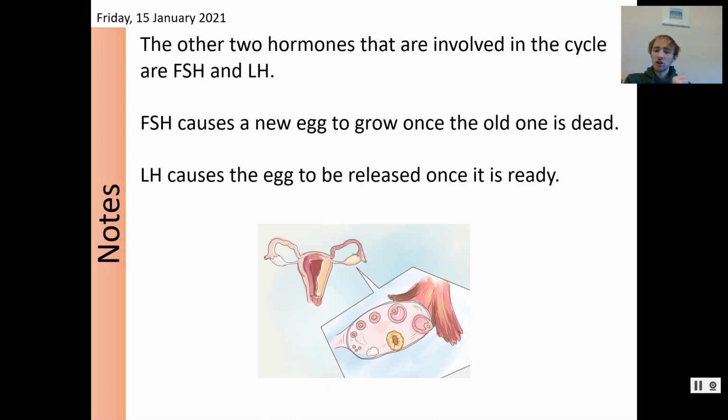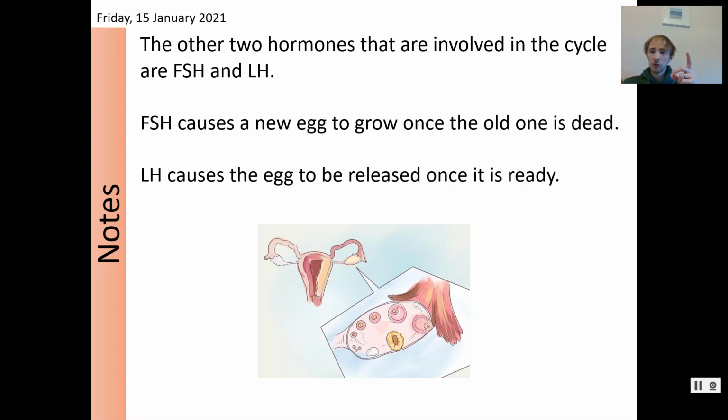So FSH causes the new egg to grow, but only if old ones are dead, because estrogen can stop it. And LH, luteinizing hormone, causes the egg to be released once it's ready. So once the egg gets to that size, about day 13, 14, 15, a big spike of LH happens, and the egg is pushed out of the ovary. There's a really complicated biochemical pathway with this to make sure it's timed perfectly. We don't really need to know about that. We just need what each hormone does.